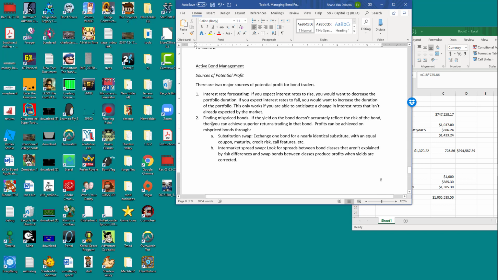The second one is finding mispriced bonds. If the yield on the bond doesn't accurately reflect the risk of the bond, then you can achieve superior returns trading in that bond. Profits can be achieved on mispriced bonds through substitution swaps, exchanging one bond for a nearly identical substitute with an equal coupon, maturity, credit risk, and call features, and an intermarket spread swap, looking for spreads between bond classes that aren't explained by risk differences, and swapping bonds between classes to produce profits when yields are corrected.